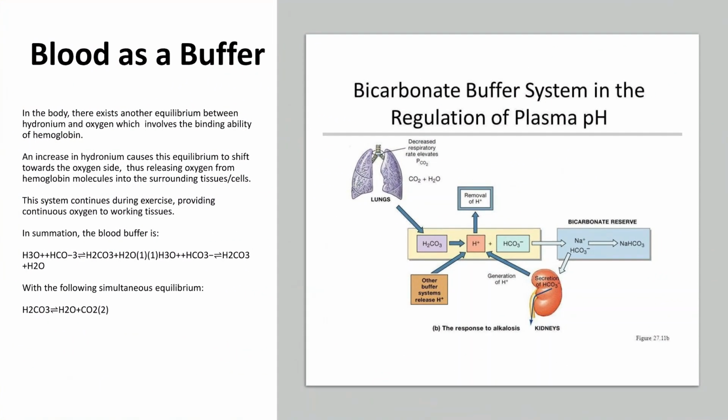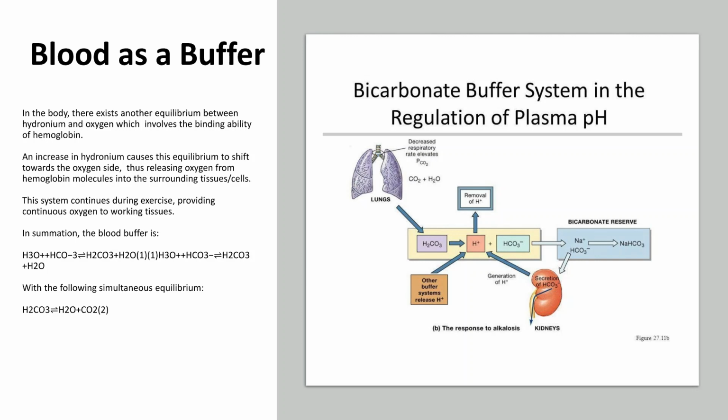In the body, there exists an equilibrium between hydronium and oxygen, which further involves the binding ability of hemoglobin. An increase in hydronium sometimes causes the equilibrium to shift towards the oxygen side, thus releasing oxygen from the hemoglobin molecules into the surrounding tissues. The system continuously works with the exercise, providing continuous oxygen to the working system. So you can say the carbonic acid bicarbonate system maintains the oxygen and carbon dioxide, and any deviation or imbalance may cause the body to suffer a lot.